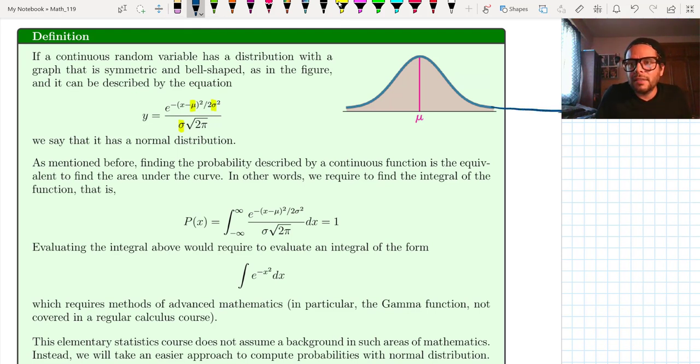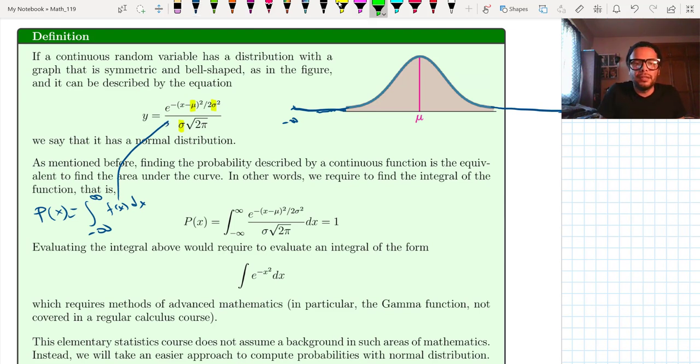Again, in this case, let's keep in mind that this graph goes on forever and ever and ever, as we discussed earlier in chapter 3. So we are going to find all the area from negative infinity to positive infinity. So the probability P of x will be the integral from negative infinity to positive infinity of whatever probability function f of x. In this case, this f of x happens to be this ugly looking function, which I will highlight.